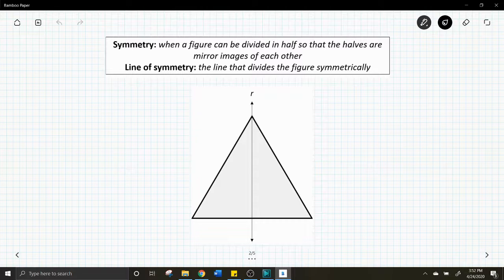So if the line divides it into two mirror images, the image is symmetrical. In this case, we have a triangle, and it's an equilateral triangle. I'll tell you that right now. And I divided it in half with line R. And we see that the triangle is symmetrical because these two halves are the same. These two halves are congruent.